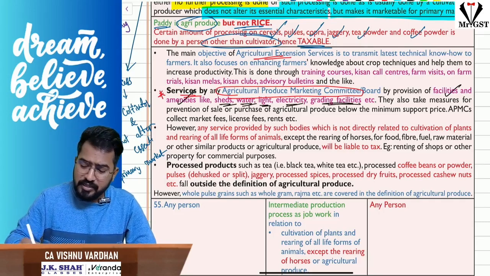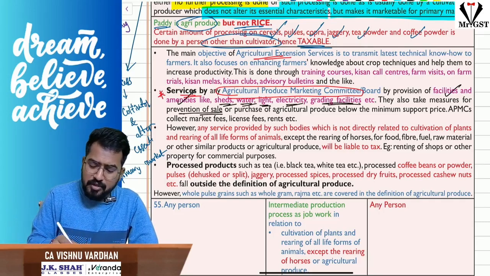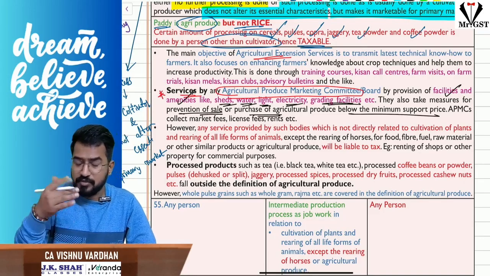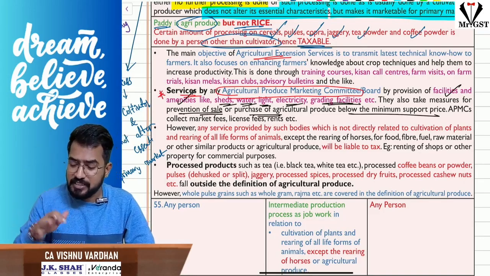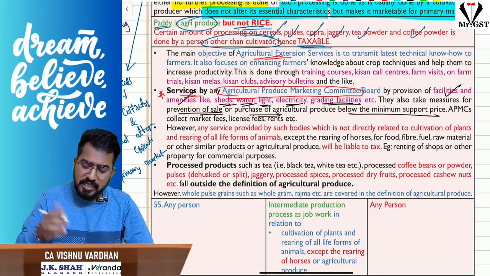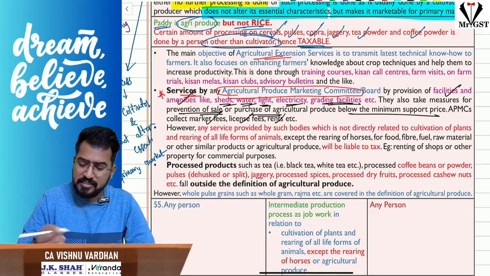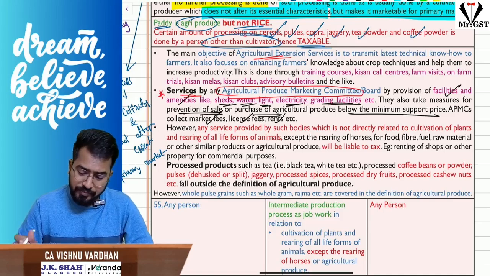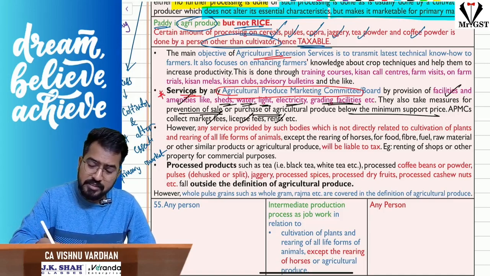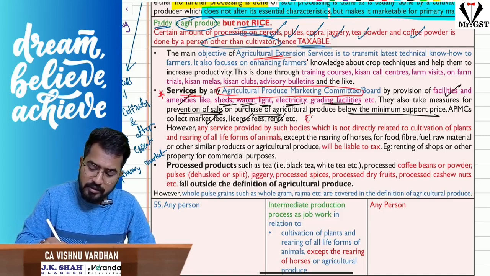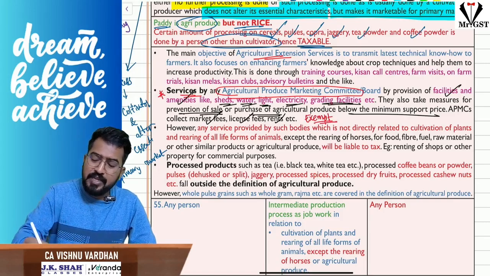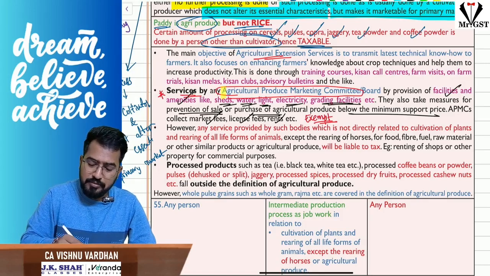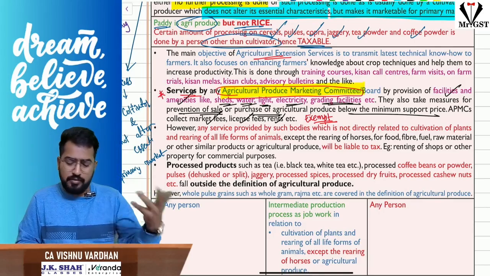They also take measures to prevent sale or purchase below the minimum support price. Of course, we don't know when that will be achieved, but still, sir, that is their main agenda. And they will collect market fees, license fees, rents, etc. So these things are exempt under GST. Am I clear? So let us write down here, services provided by APMC, Agricultural Produce Marketing Committee or board, whatever you call.